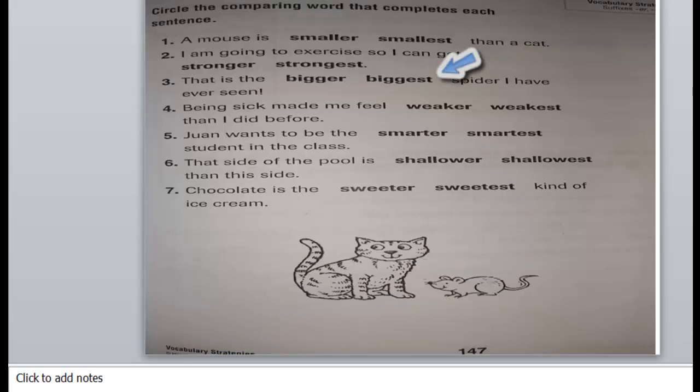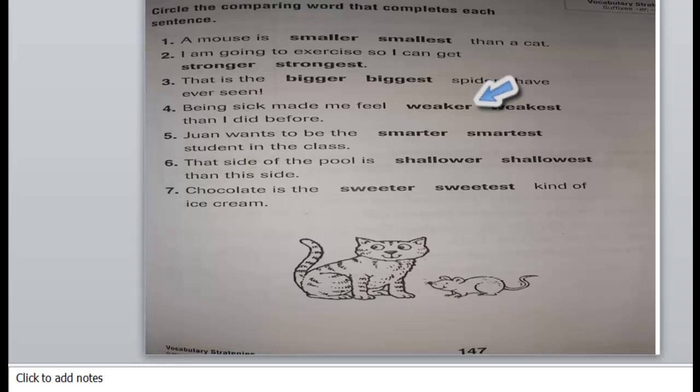Okay, so let's see number 4. Being sick made me feel weaker or weakest than I did before. Oh, so what did I see after the adjective? I see the word than. So, should I choose weaker or weakest, guys? Oh, yes, I should choose weaker. Perfect, guys.